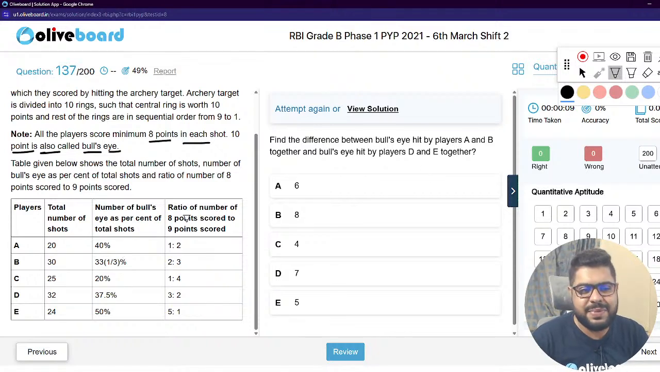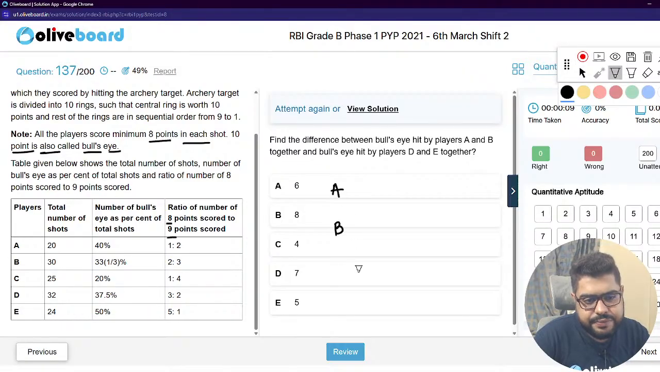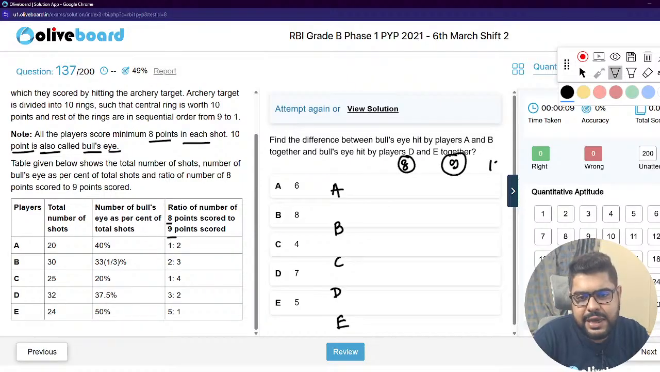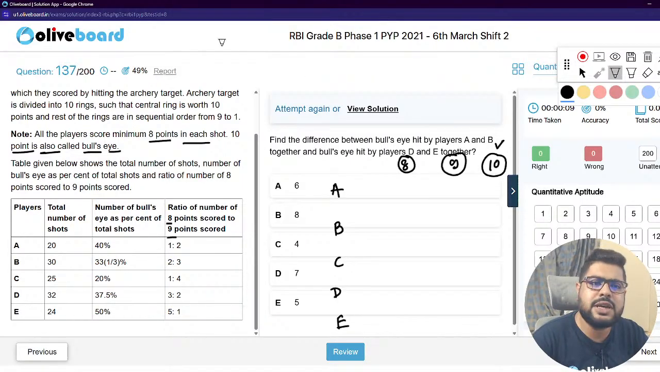So look, it is very simple. 8 and 9 are also there. So meaning, sir, just think like this: A, B, C, D, E. Sir, 8 pointers, 9 pointers and bullseye meaning 10 pointers. That is what they have asked, sir.